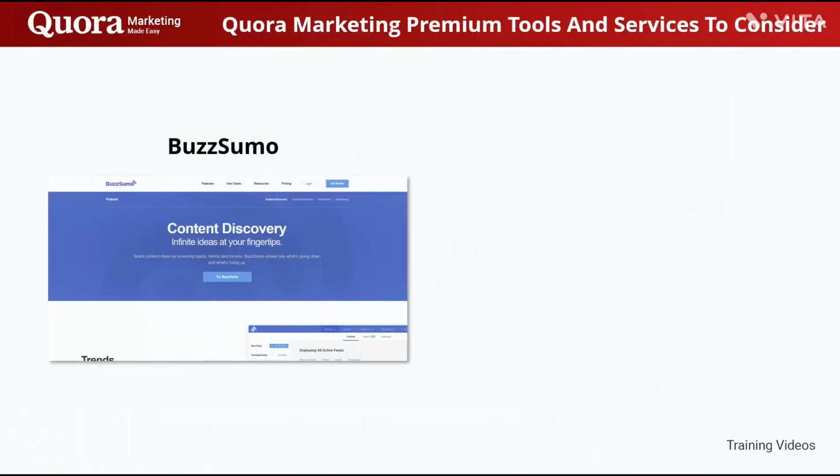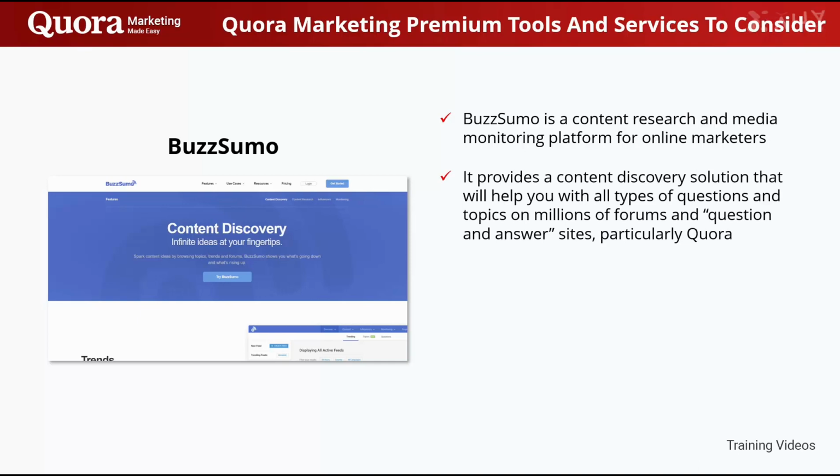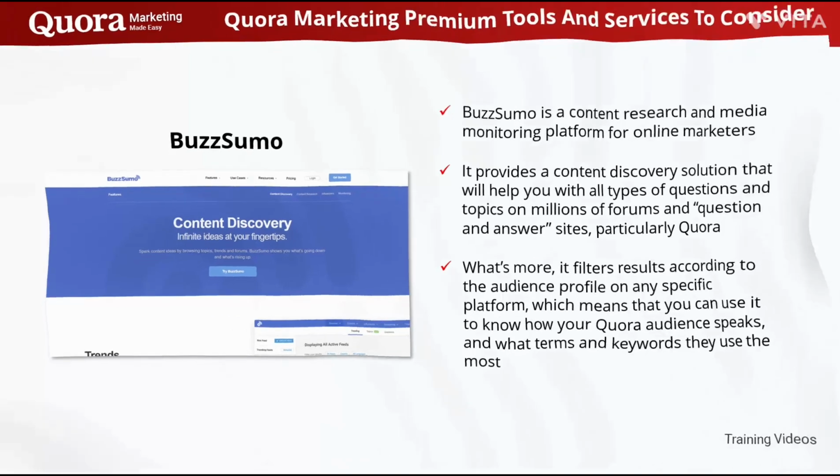BuzzSumo. BuzzSumo is a content research and media monitoring platform for online marketers. It provides a content discovery solution that will help you with all types of questions and topics on millions of forums and question and answer sites, particularly Quora. What's more, it filters results according to the audience profile at any specific platform, which means that you can use it to know how your Quora audience speaks and what terms and keywords they use the most.